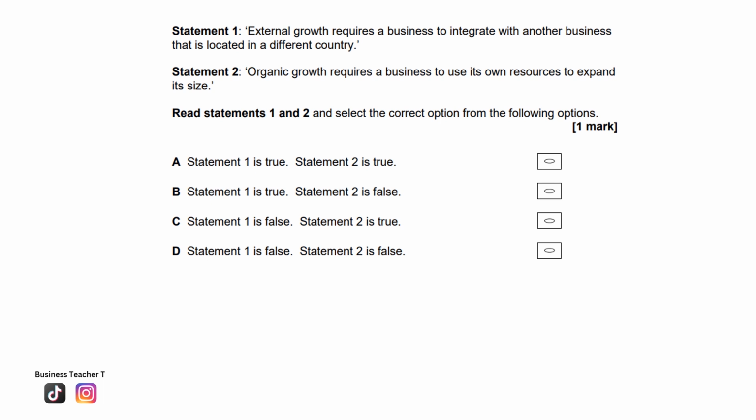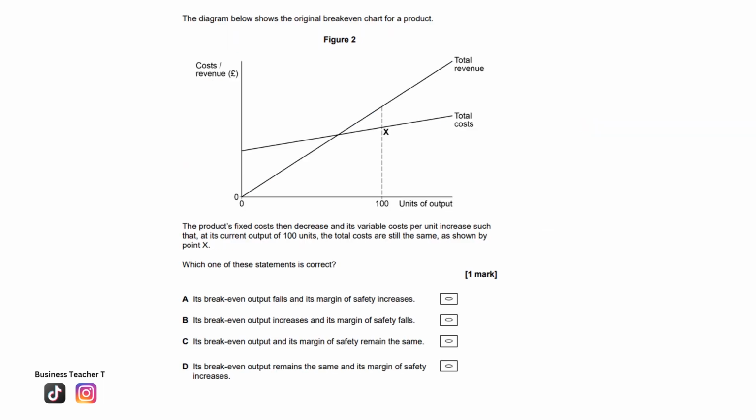And the answer is C. Statement 1 is false. Statement 2 is true. The diagram below shows the original break-even chart for a product. The product's fixed cost then decreased and its variable cost per unit increased, such that at its current output of 100 units, the total costs are still the same, as shown by a point X.